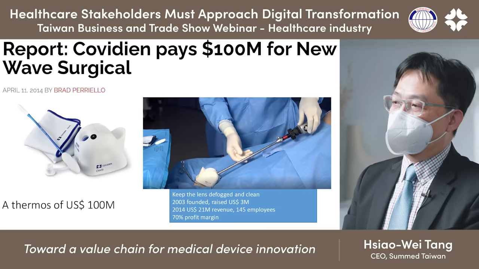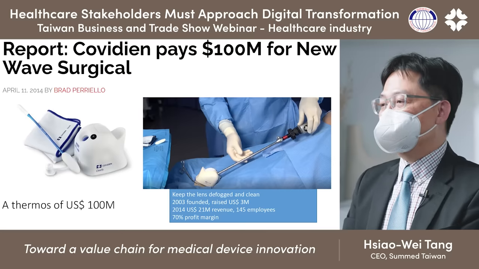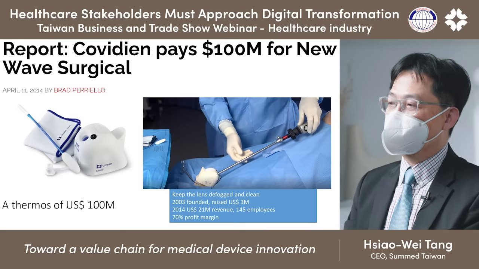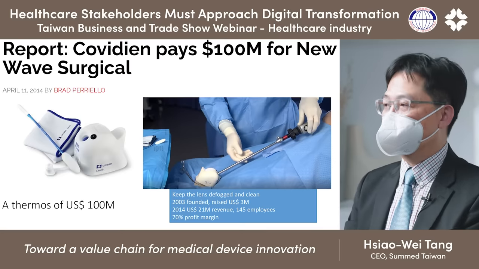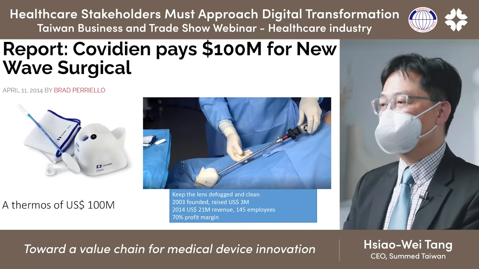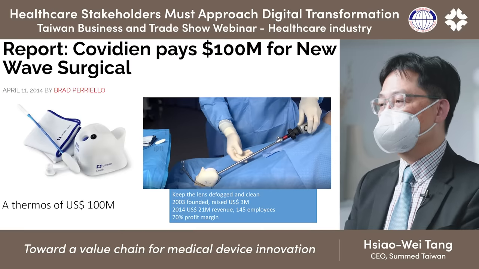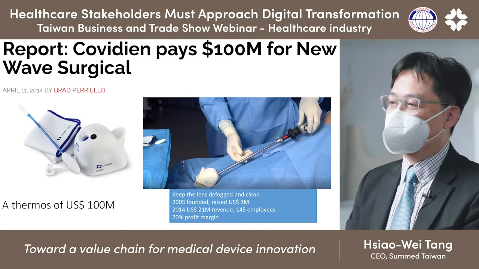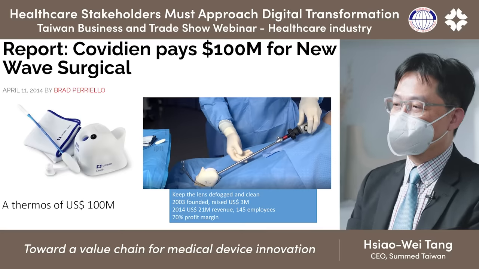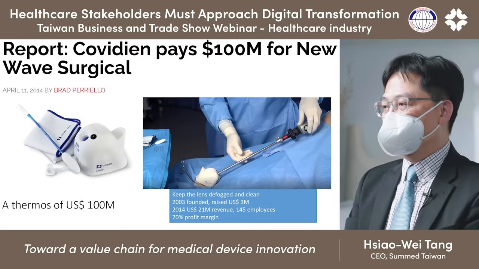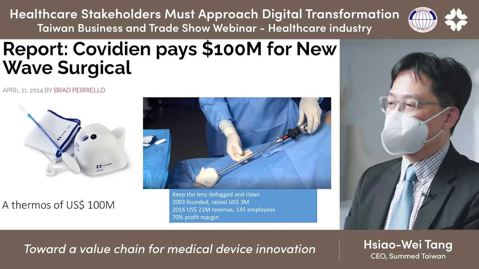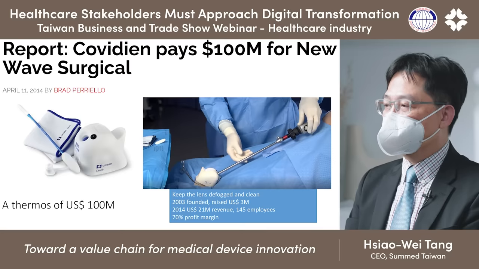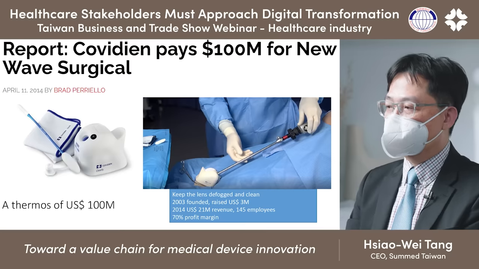Another example of innovation equals making money equals a better world. In medical device innovation, Covidien acquired New Wave Surgical in 2014. This is a hot bottle or thermos that is worth $100 million. What it does is keep the lens defogged by heated liquid in the bottle, with an additional cotton swab to clean the trocar. The company was founded in 2003 and raised only $3 million to make the product and go to market.